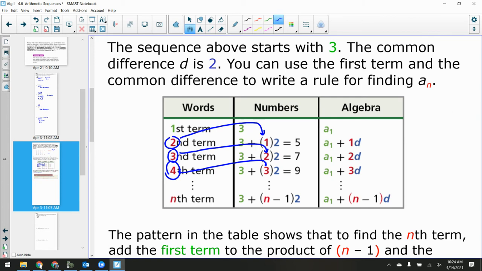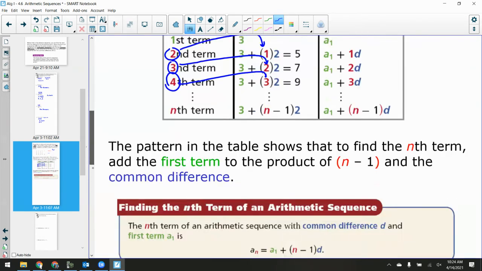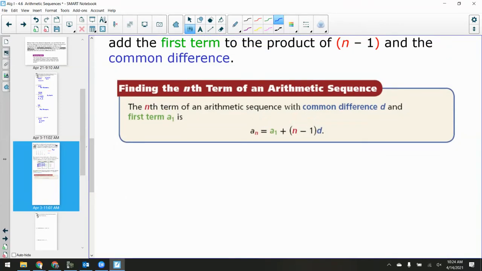So if I want my 100th term, I'm going to take my starting value plus 99 more times of my difference. What's the formula for that? The formula is A1 plus n minus 1 times D. Guys, they are not going to give you that formula on the AIR test. That's one formula that you definitely need to know. This is the arithmetic sequence term formula.